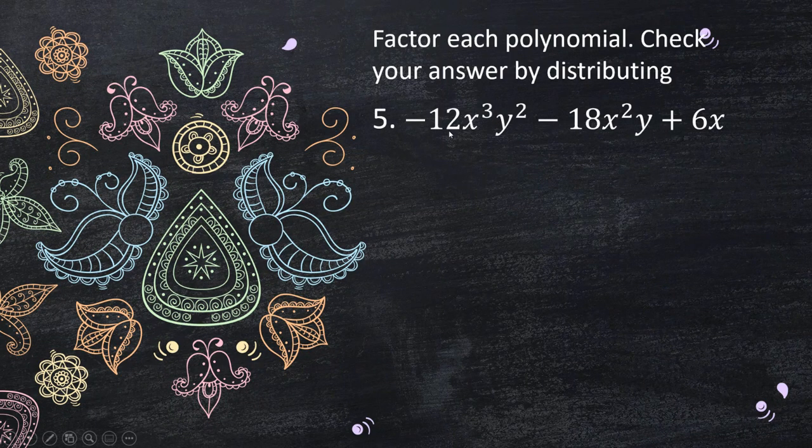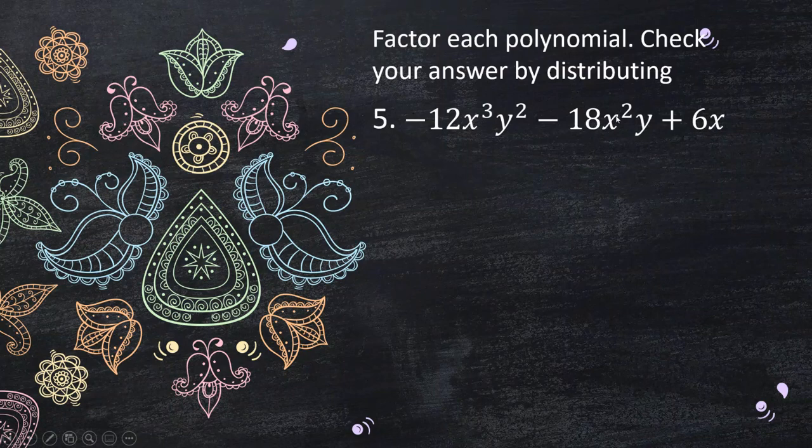In number 5, we've got 3 terms going on. Let's look at our coefficients. We've got negative 12, negative 18, and positive 6. Those are all divisible by 6. And if your leading coefficient is negative, factor out a negative. So I'm going to factor out negative 6.